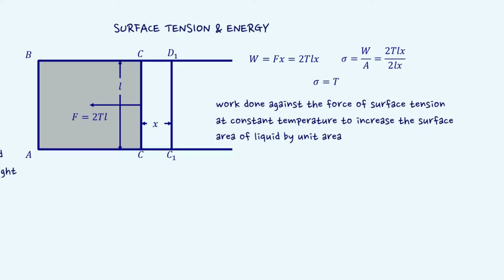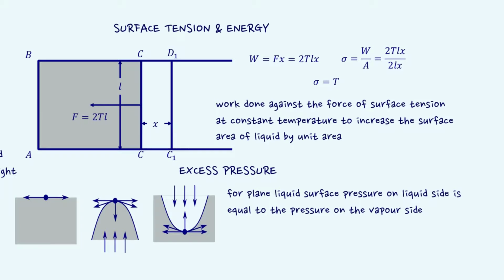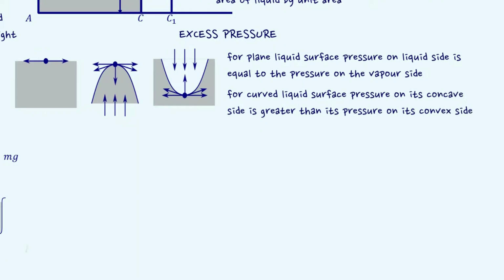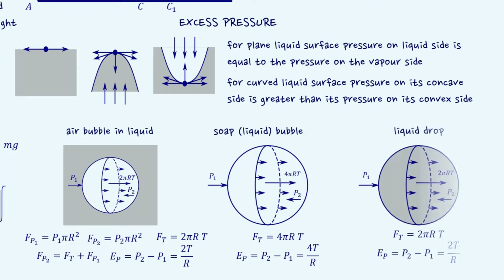Next, we discuss excess pressure. For plain liquid surface, pressure on liquid side is equal to the pressure on the vapor side. For curved liquid surfaces, pressure on its concave side is greater than the pressure on its convex side. Here, the expressions for excess pressure for three different cases are shown. For air bubble in a liquid, excess pressure is 2T by R. For soap bubble, excess pressure is 4T by R. For liquid drop, excess pressure is 2T by R.